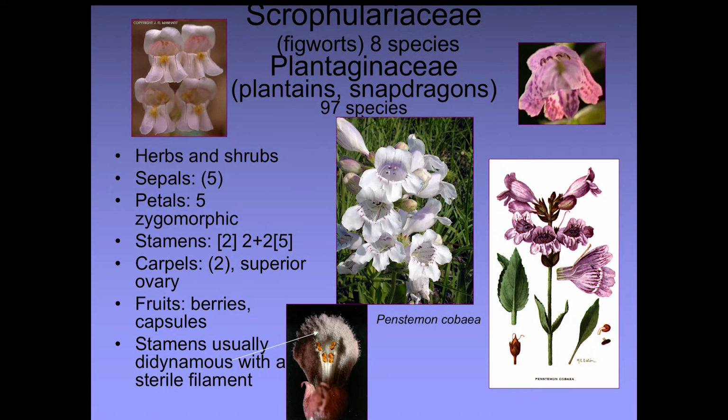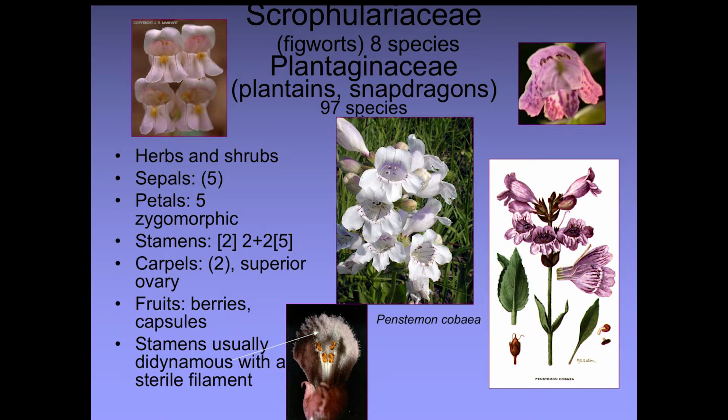So here's the combination of the Scrophulariaceae. The old name was the figwort family, which only has 8 species. Now, it had a lot more when it had the penstemons in it. And then the Plantaginaceae, which now has the penstemons. So 5 sepals, 5 petals. Again, zygomorphic. It's a bilaterally symmetrical flower. The stamens are arranged in 2 plus 2, if they're kind of paired off. So this is the term didynamous. So 2 pairs, and then there's a 5th stamen that is usually sterile.